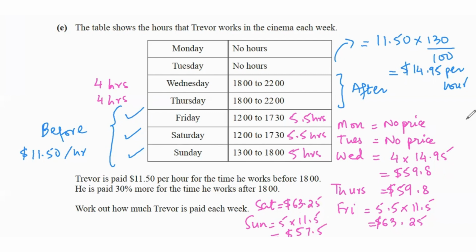So now to figure out how much he's paid each week, what we will do is add up all of these because these are for the days. Total is going to be the sum of 59.8 plus 59.8 plus 63.25 plus 63.25 and then 57.5. And that gives us $303.6. That is what Trevor is paid each week.